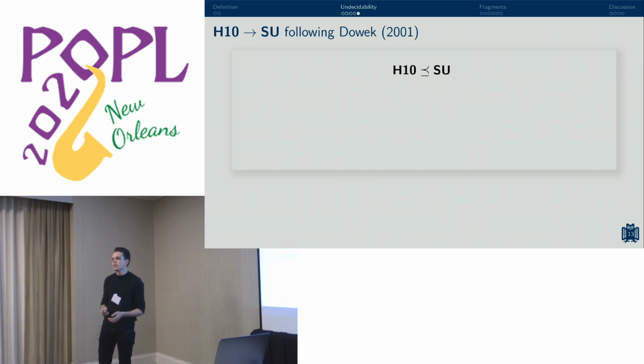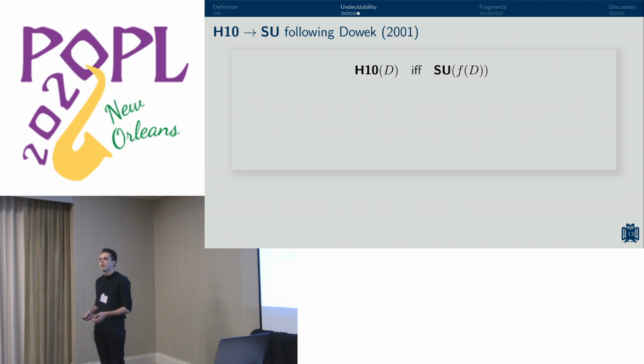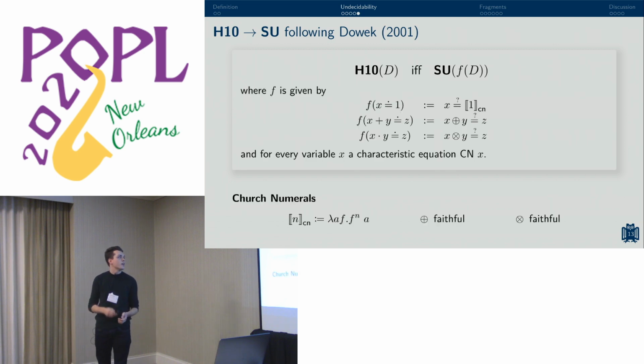To reduce this to system unification, we're given a system of simple Diophantine equations, and we need to transform them into unification equations, such that the unification equations are unifiable if and only if the original system has a solution. Now, for the reduction function, we use a very standard encoding of natural numbers into the lambda calculus, Church numerals. So for Church numerals, they represent basically iteration. So if we want to encode the equation x equals 1, we just pick the unification equation where whatever is inserted for x must be equal to the Church numeral 1. And for addition and multiplication, we just use the operations that are given on Church numerals to encode them as well.